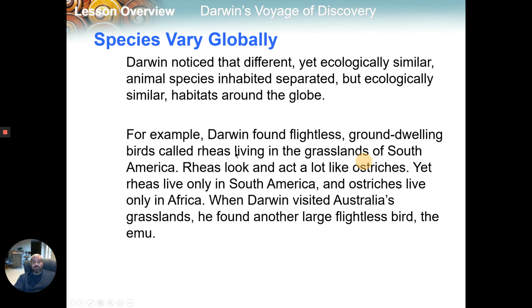Darwin found flightless ground-dwelling birds called rheas living in the grasslands of South America. Okay, so down in South America. Rheas look and act a lot like ostriches, yet rheas live only in South America, and ostriches live only in Africa. When Darwin visited Australia's grasslands, he found another large flightless bird called the emu. And they look very similar, so you would think that they're all kind of the same bird, but they're not, and they're different species. So what that means is they're not able to produce fertile offspring, if they can produce offspring at all.